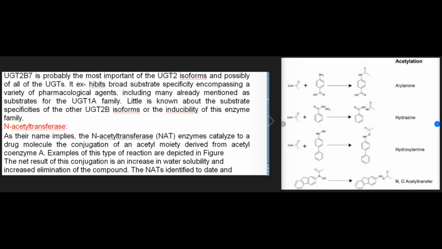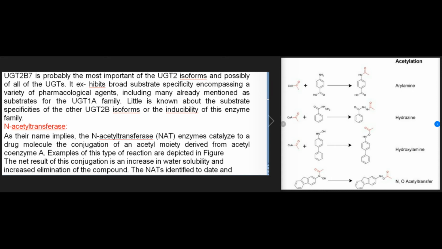UGT2B7 is probably the most important of the UGT2 isoforms and possibly of all of the UGTs. It exhibits broad substrate specificity encompassing a variety of pharmacological agents, including many already mentioned as substrates for the UGT1A family. Little is known about the substrate specificities of the other UGT2B isoforms or the inducibility of this enzyme family.